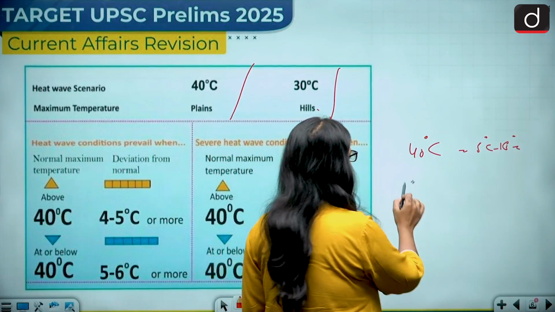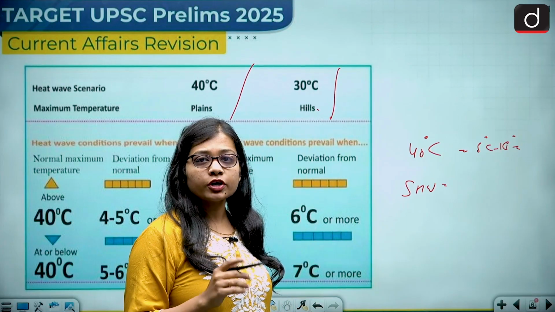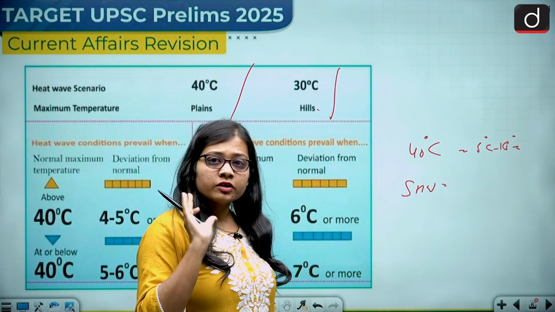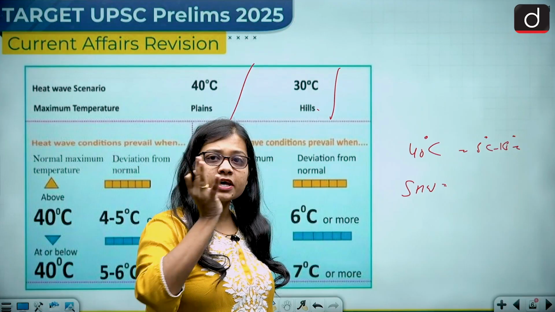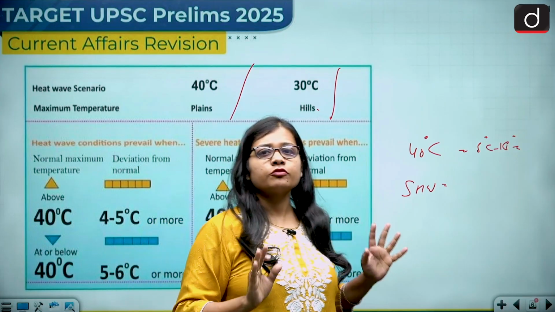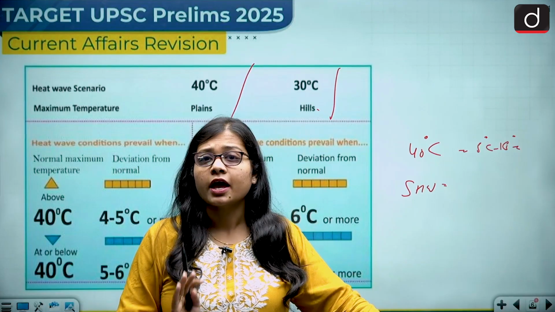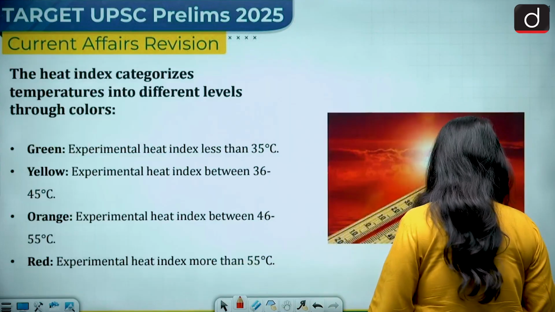And in case of a severe heat wave, for example, if the temperature is 40 degrees Celsius, then if the rise in the temperature is around 6 to 7 degrees Celsius, it will come under the category of severe heat waves. So the deviation in heat wave condition is around 5 degrees Celsius, and in severe heat wave condition, it is about 6 to 7 degrees Celsius.